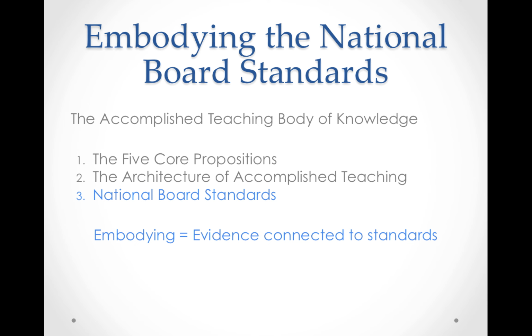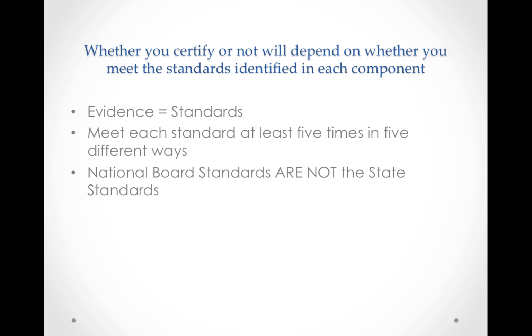Now let's talk a little bit about embodying the National Board standards, the accomplished teaching body of knowledge. This is everything that we've been talking about, and it does have a name. It's called the Accomplished Teaching Body of Knowledge. It includes the 5 core propositions, which we said the architect of accomplished teaching connects to, as well as your standards. And when we talk about embodying, that means we are demonstrating evidence in our classroom that is connected to our standards. So let's elaborate a little bit on that.